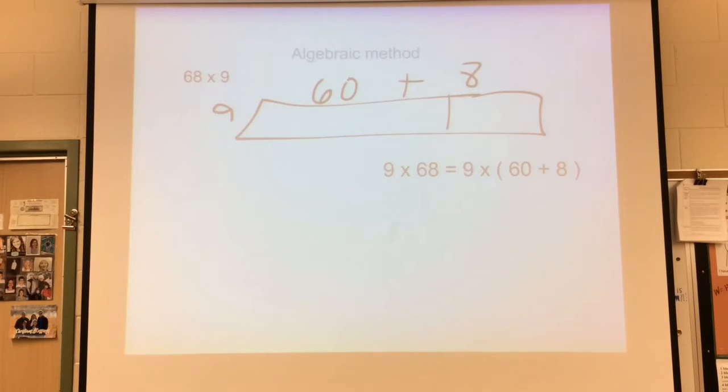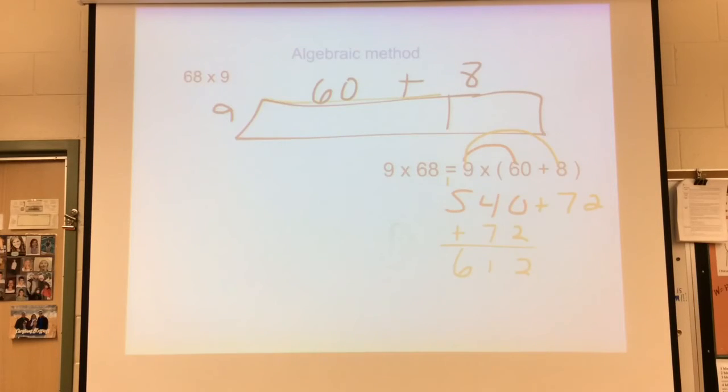And then we're going to multiply each of these individually, just like we do up here in the area model. So we're going to do 9 times 60, which is 540, because it's 54 tens. And then we're going to do 9 times 8, which is 72. And then we add those together to get our actual answer.